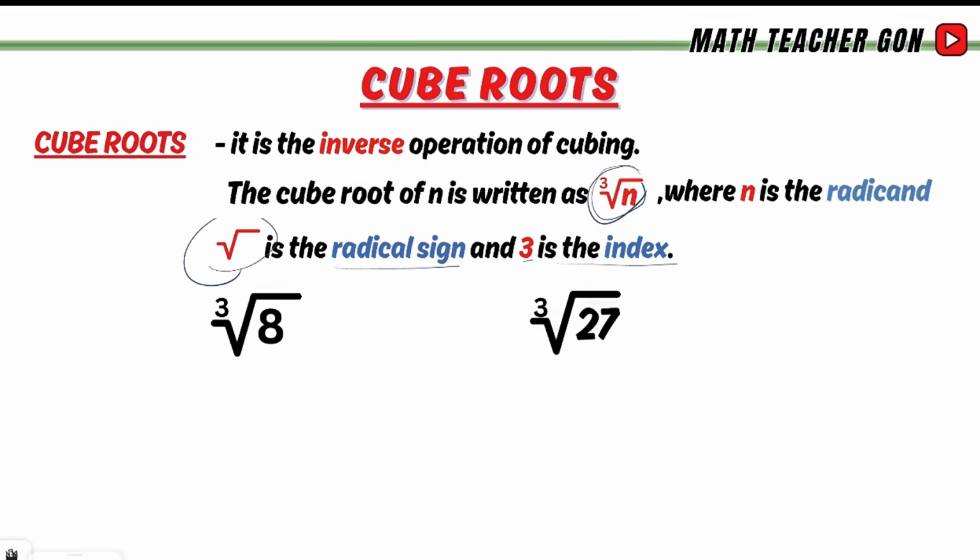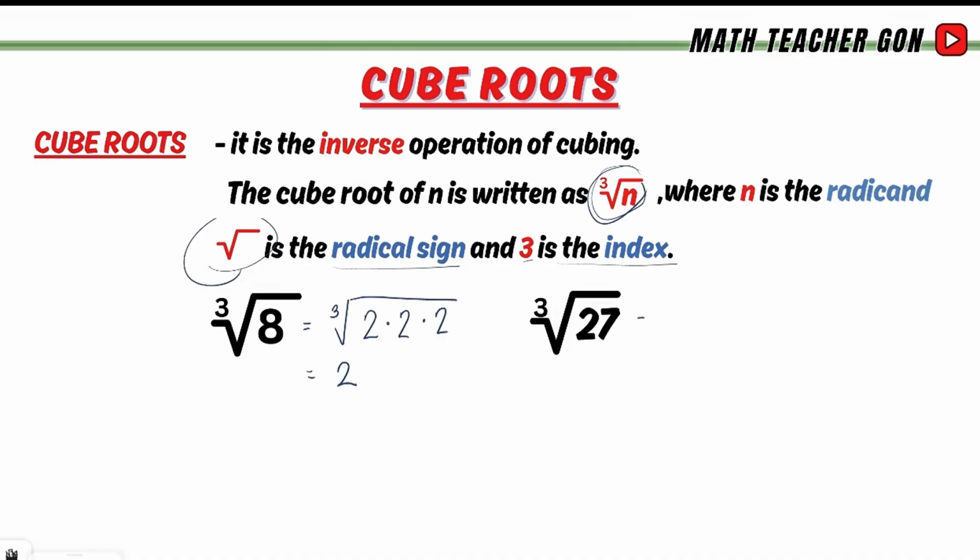For example, you have the cube root of 8, meaning the cube root of what number is when you multiply by itself 3 times, the result is 8. Okay, that is 2 times 2 times 2. So therefore, the cube root of 8 is equal to 2.